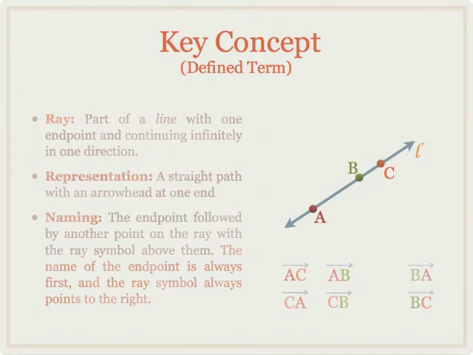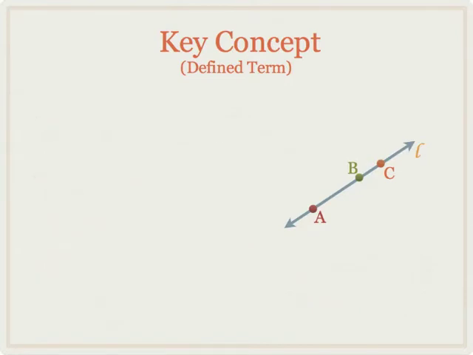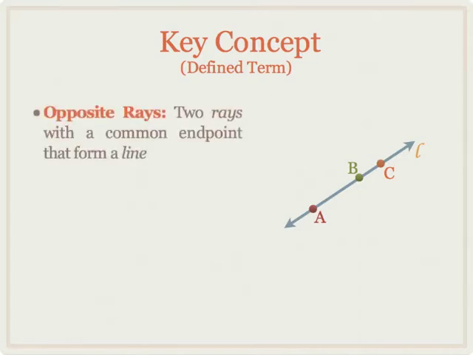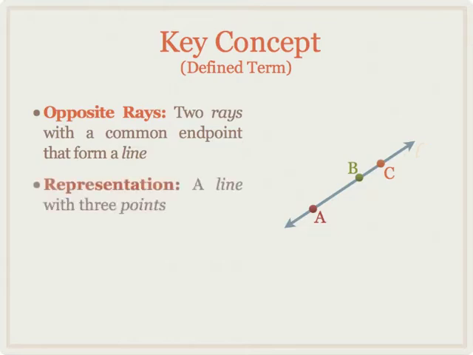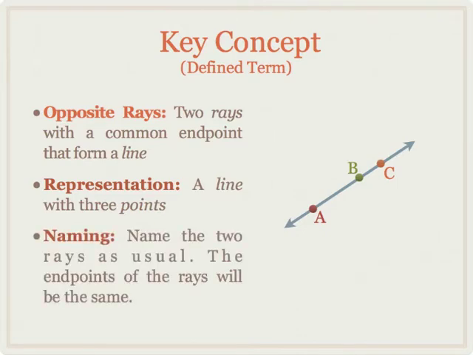The final concept that we're going to be talking about in part 2 is opposite rays. Opposite rays are 2 rays with a common endpoint that form a complete line. It's represented by a line with 3 points on it. And of course, we'll use the normal naming conventions that we use for rays. So in our figure here, ray BA and ray BC are opposite rays. Notice that even though they go in opposite directions, the ray symbol in their names both go to the right.